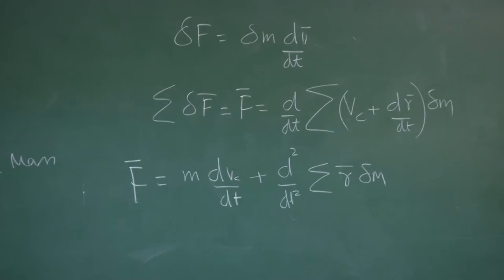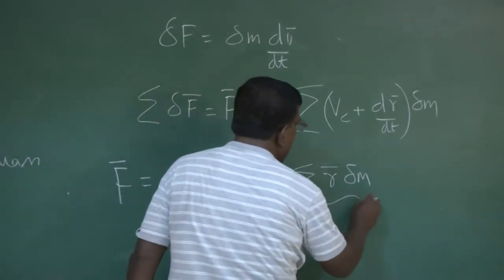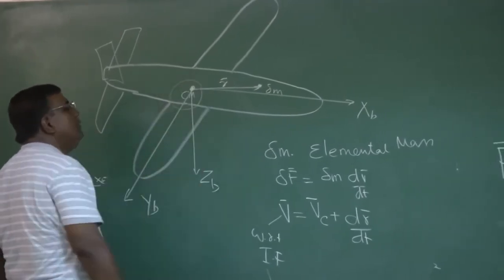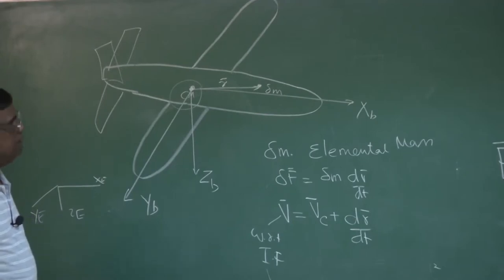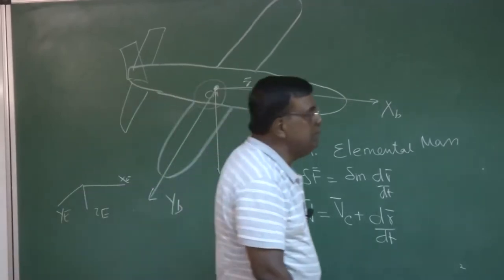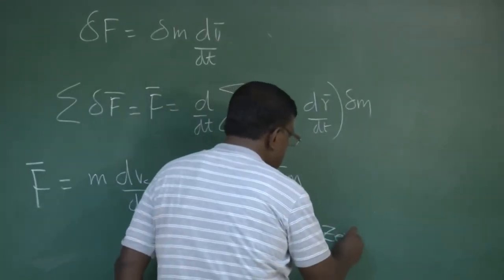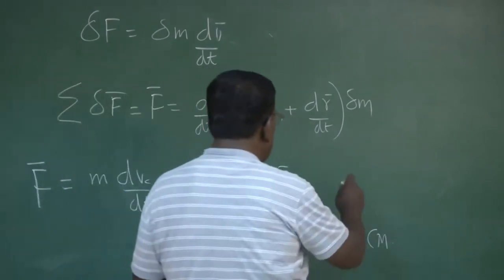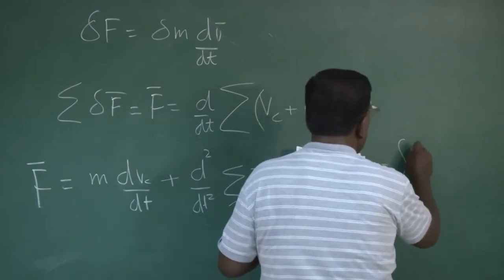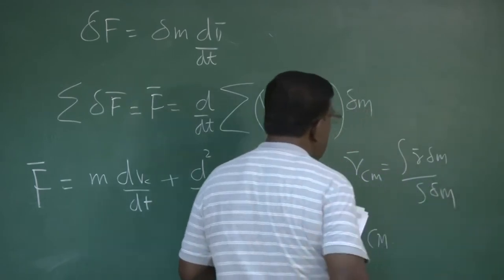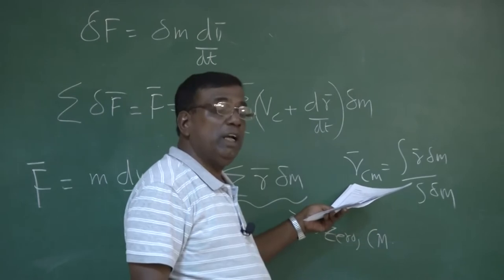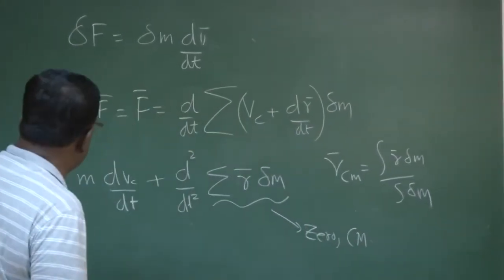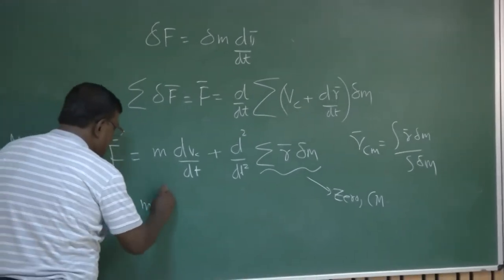But could you recall what is this value R dm? We have selected the location of the body fixed axis at the center of mass. And by definition of center of mass, R dm will become 0, because of the center of mass definition. Right? If you have forgotten, let me write this: R center of mass is integral R dm by integral dm, the moment balance. So, if RCM is 0 because we have located the axis such that RCM is 0, naturally integral R dm becomes 0. So this term goes, and what you get is F equal to M dVc by dt.